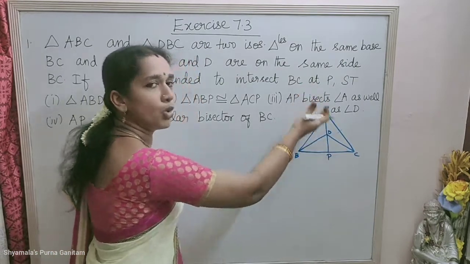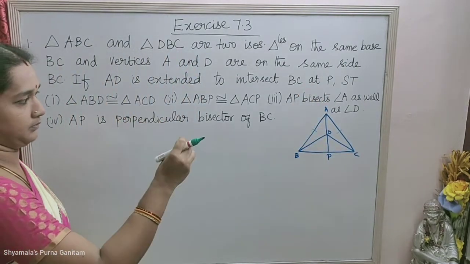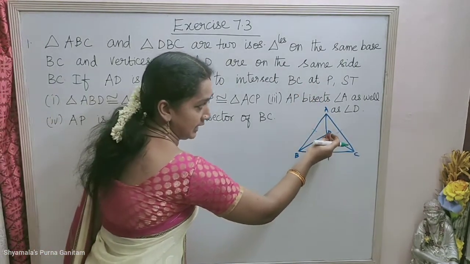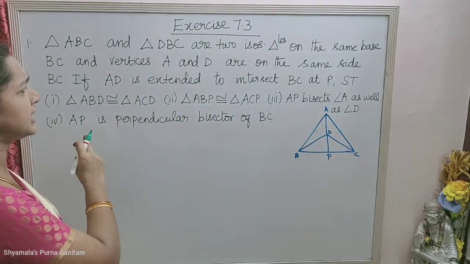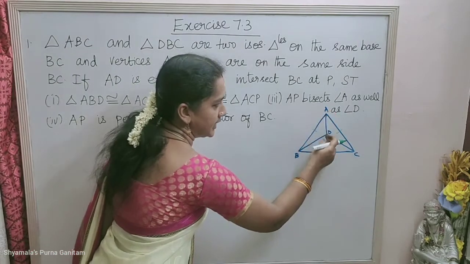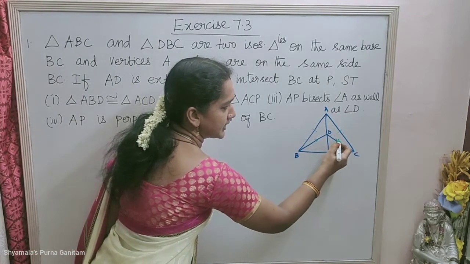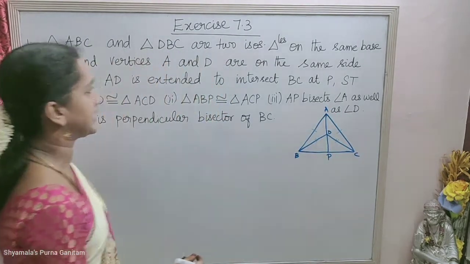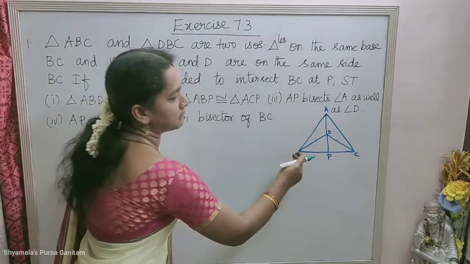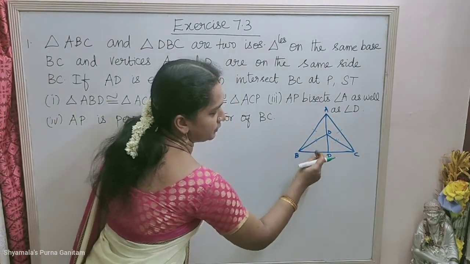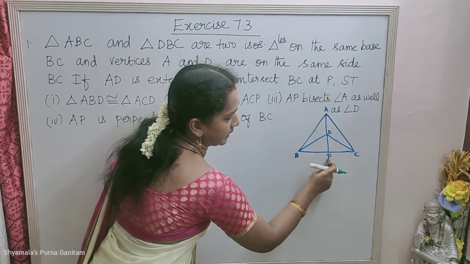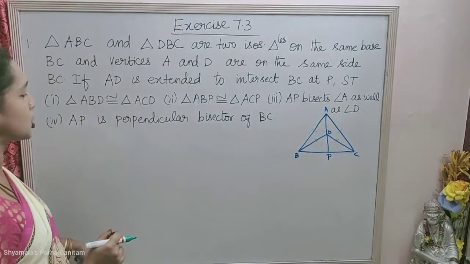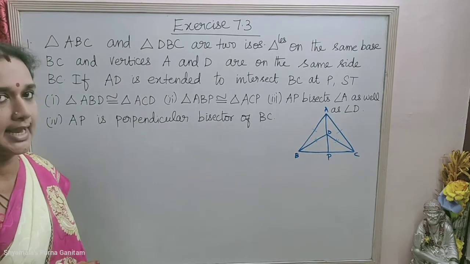D and A are above BC, that is, on the same side. If AD is extended to intersect BC at P, show that the following. They have asked us to prove four things.